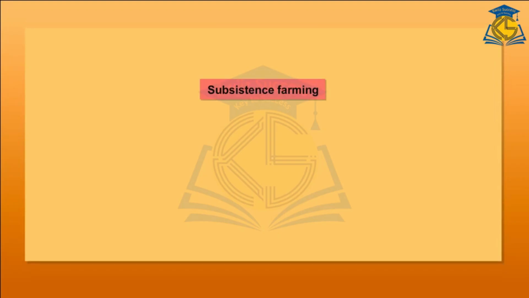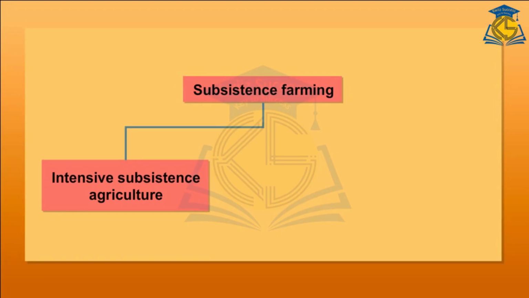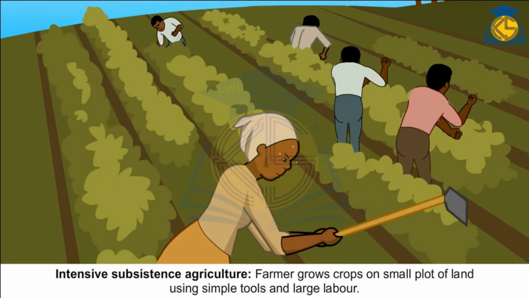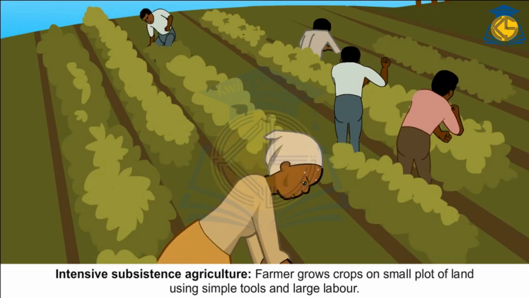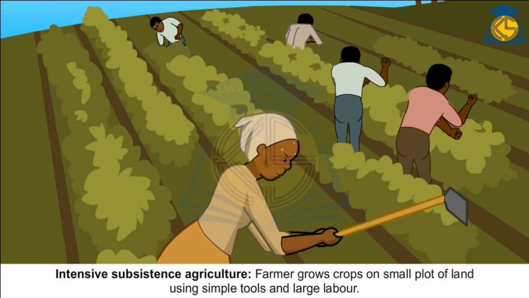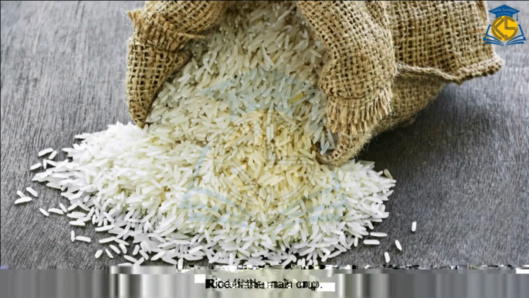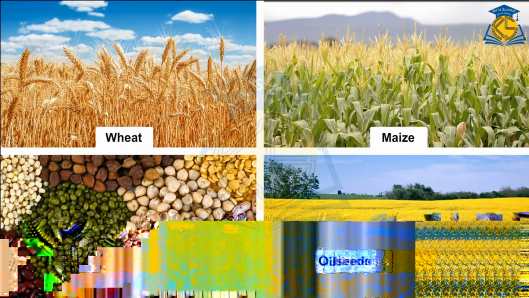It can be further classified as intensive subsistence agriculture and primitive subsistence agriculture. Intensive subsistence agriculture. Farmer grows crops on a small plot of land using simple tools and large labor. Rice is the main crop. Wheat, maize, pulses and oil seeds are also grown.